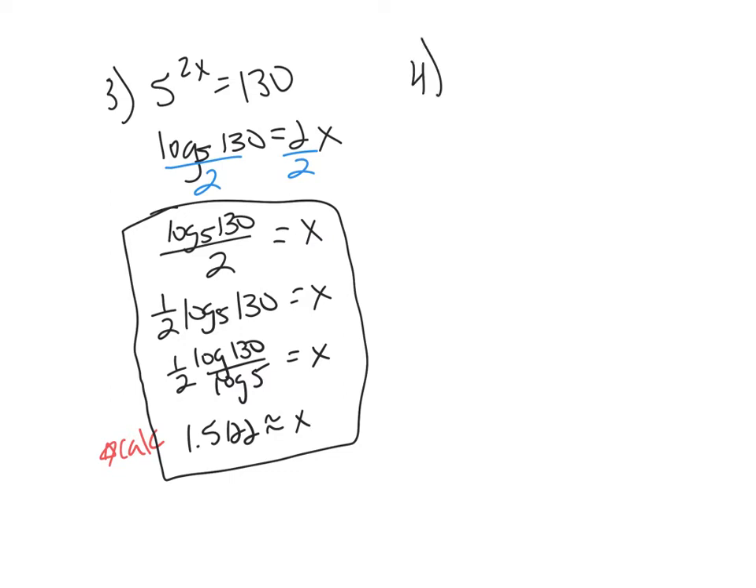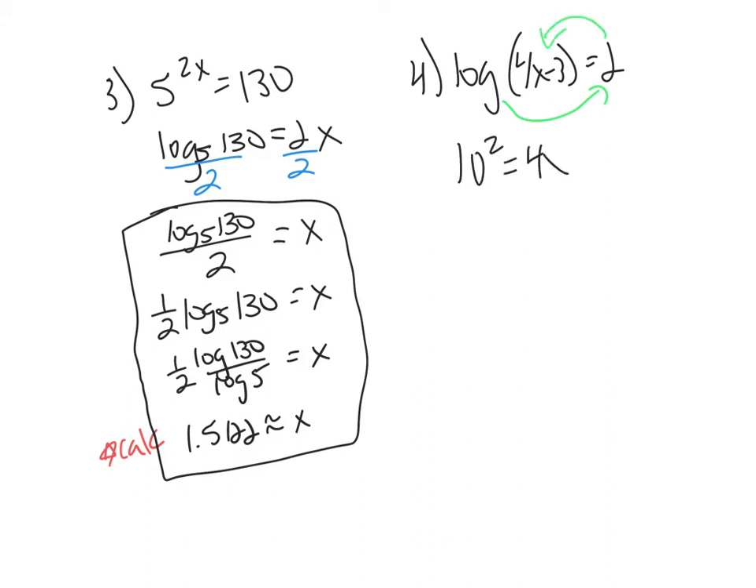Let's try another one. What if we have log of 4x minus 3 equals 2? Well, if I have it in log form, I can't really do much with it unless I can exactly estimate a decimal, which I can't here because x is inside the log. So let's change it to exponential. Well, what's my base? If I don't have a number as the base, that means the base is 10. So you have 10 squared equals 4x minus 3. Well, what is 10 squared? 10 squared is 100.